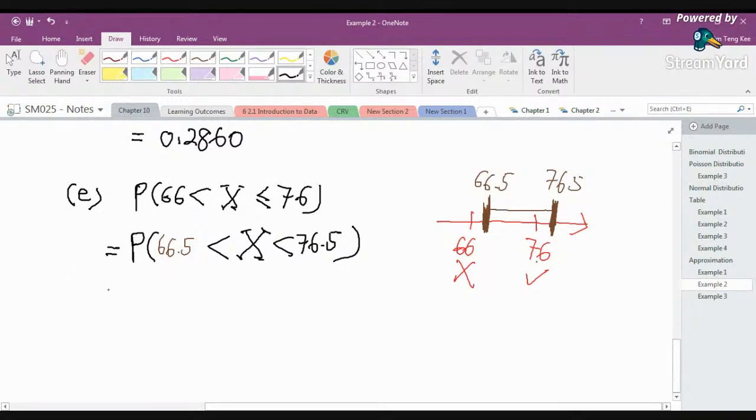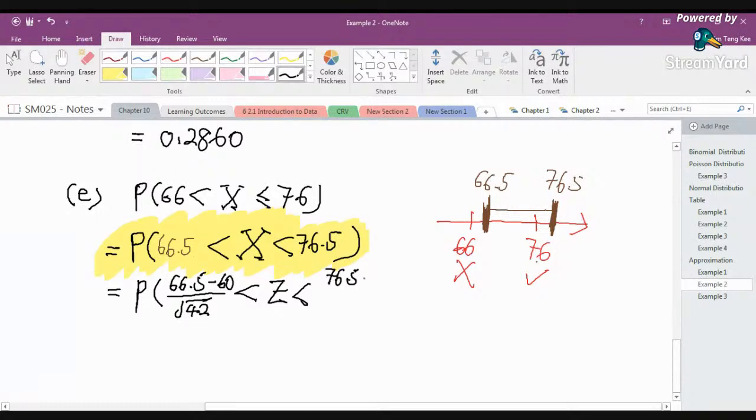Then proceed. Again, let me highlight in yellow. Now we can proceed with standardizations. By standardizations, X turns into Z, and the value 66.5 will be minus the mean 60 divided by the standard deviation square root of 42. Similarly, 76.5 minus 60 divided by square root of 42.